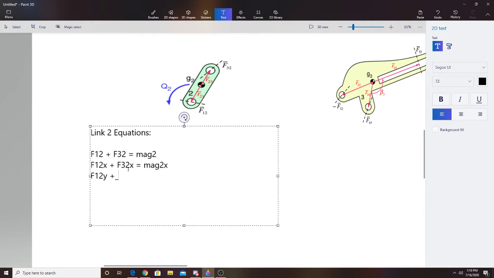F12y and F32y is equal to MAG2y. So is everybody pretty solid on this right here? I mean, this is something we've done now like, 7 times. So I think everyone is probably pretty good on this, hopefully.